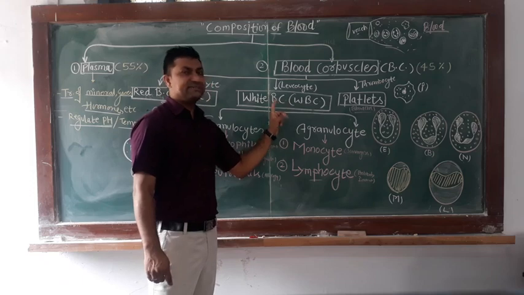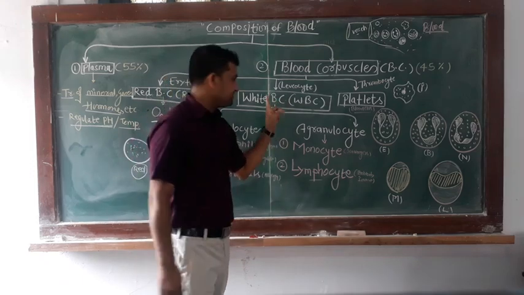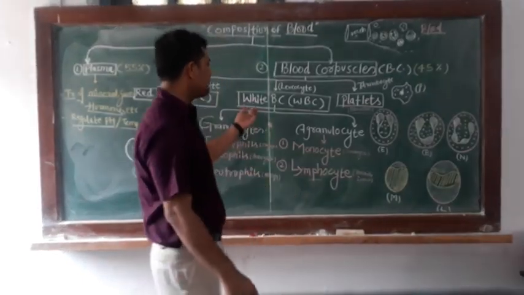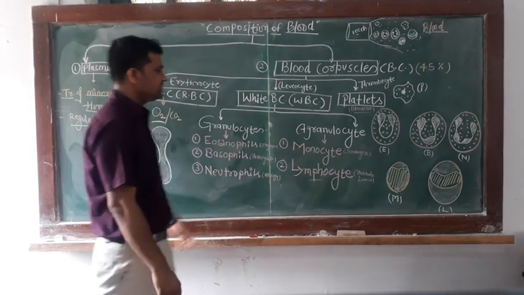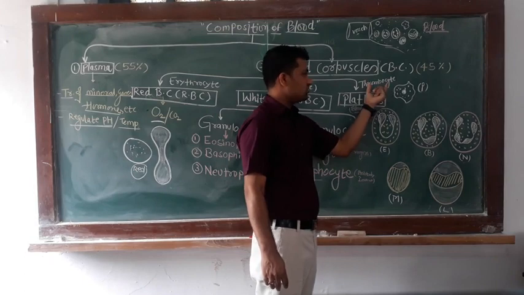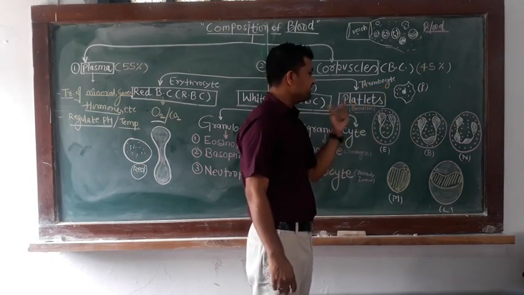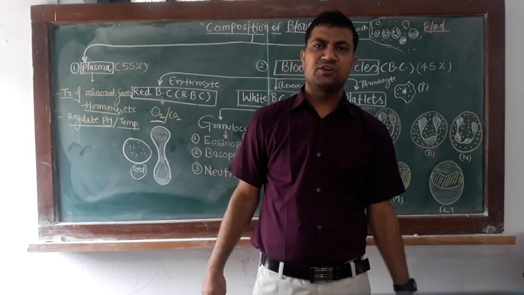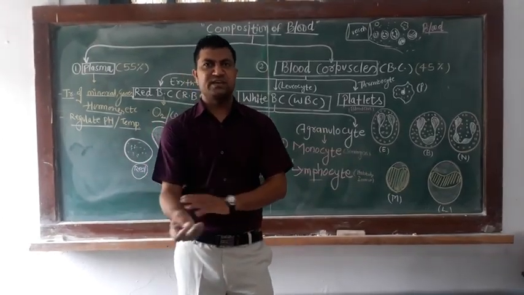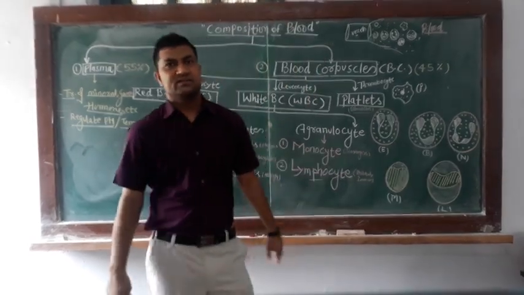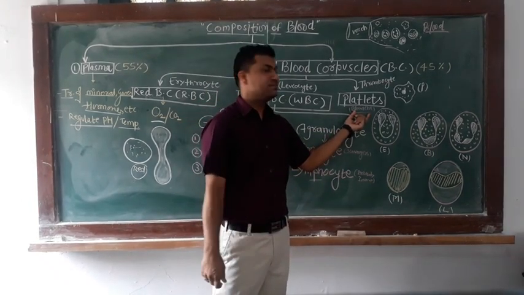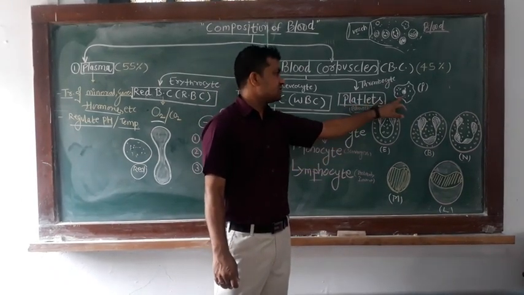They are protective, defense cells that protect our body from pathogens or unnecessary antigens. Then the third one, platelets, also called thrombocytes. The main function of platelets is blood clotting, to clot our blood at the time of a cut, damage or any kind of accident. As soon as blood is released, who helps to clot the blood? Platelets. The structure of platelets.